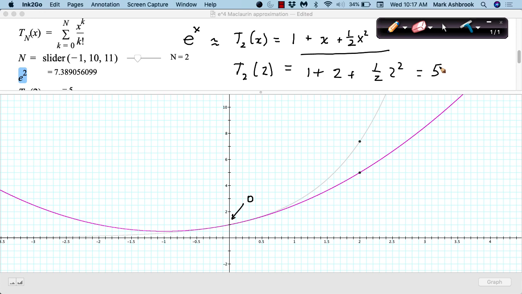So here, this is showing what the second degree polynomial thinks e squared is. What is e squared actually? Up here, the 7.389 something, right? So this is the true e squared, or really close. And then this is the second degree Maclaurin polynomial's version of that, plugging 2 into that function, right?